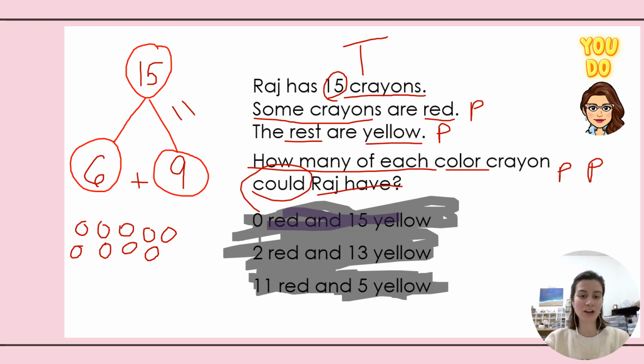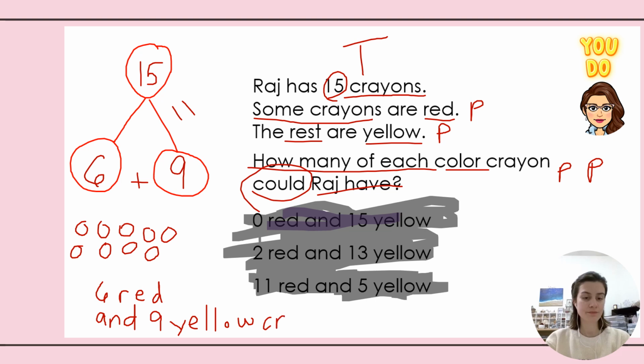How many of each color crayon could Raj have? He could have 6 red and 9 yellow crayons. Okay, that could be an answer choice.